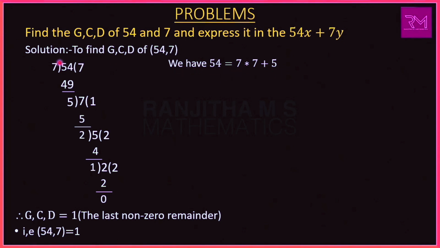We are applying the division algorithm method for this first division. If we take this value as 5, which is equal to, taking this value to the left hand side, we get 54 minus 7 into 7. Call this equation number 1.